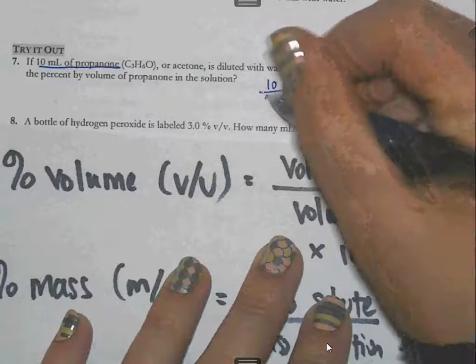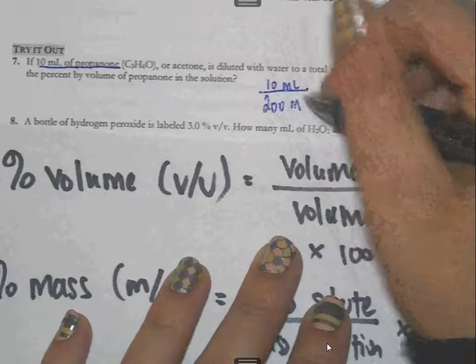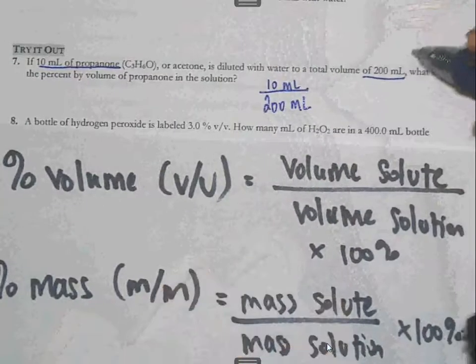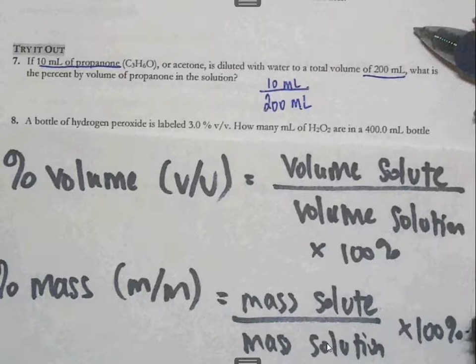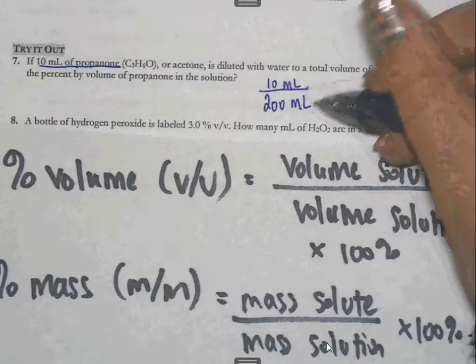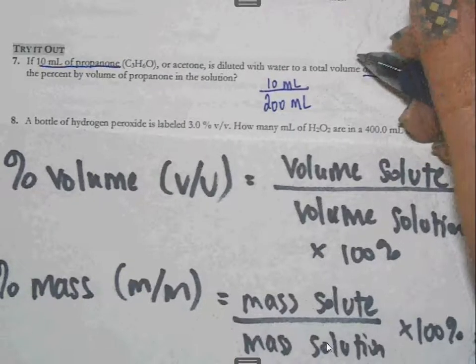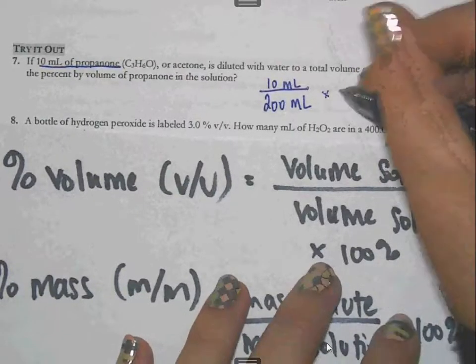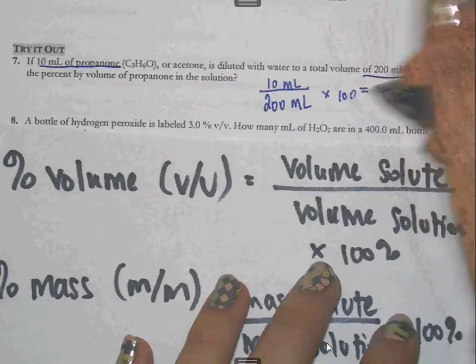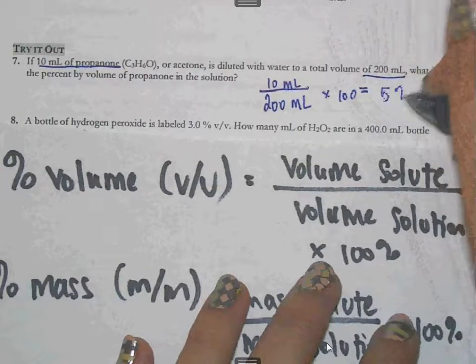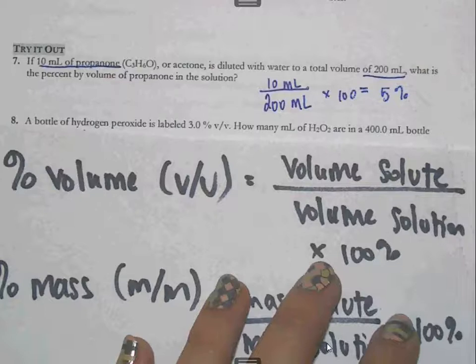So I'm going to put 10 divided by 200. Now notice I did use milliliters in here, and it's perfectly acceptable to use milliliters here because they're both the same. So there's not a problem with that. That's going to end up being multiplied by 100. That's 5%. That's a 5% propanone solution.